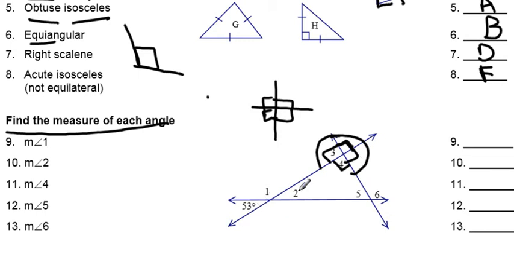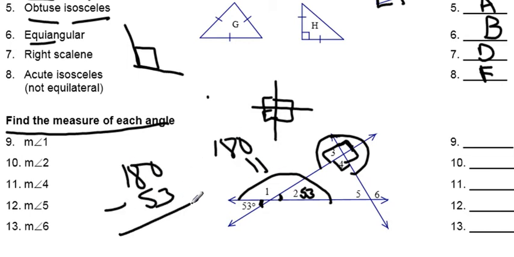Here we have vertical angles again, 53 and 53. Angle 53 and angle 2 are vertical, so angle 2 is 53 degrees. We also have a linear pair. Angle 1 and angle 2 form a linear pair. So a linear pair is supplementary. That means they have a sum of 180. So I would take 180 and subtract 53, and I would get 127. So angle 1 is 127.